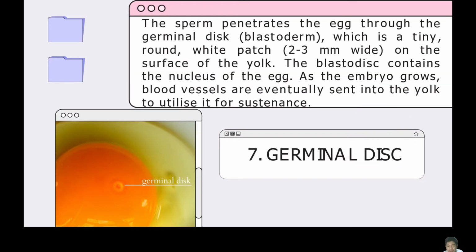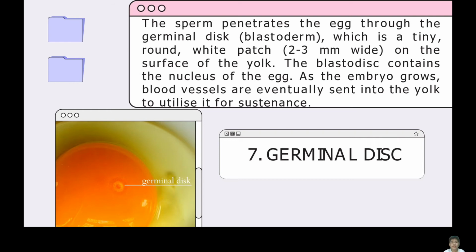The next one is germinal disc. The sperm penetrates the egg through the germinal disc or blastoderm, which is a tiny round white patch 2 to 3 millimeters wide on the surface of the yolk. The blastodisc contains the nucleus of the egg. As the embryo grows, blood vessels are eventually sent into the yolk to utilize it for sustenance.